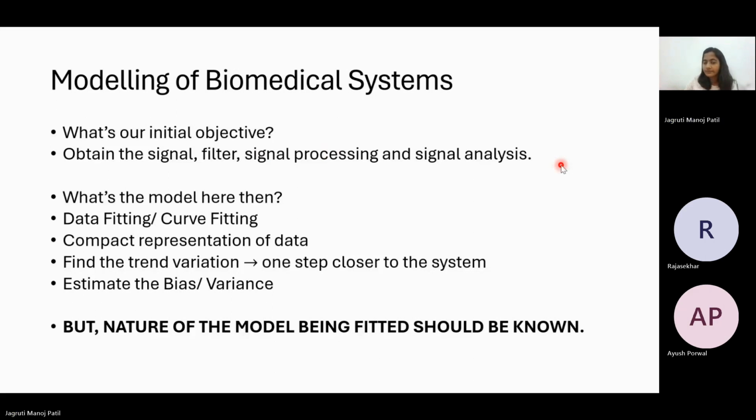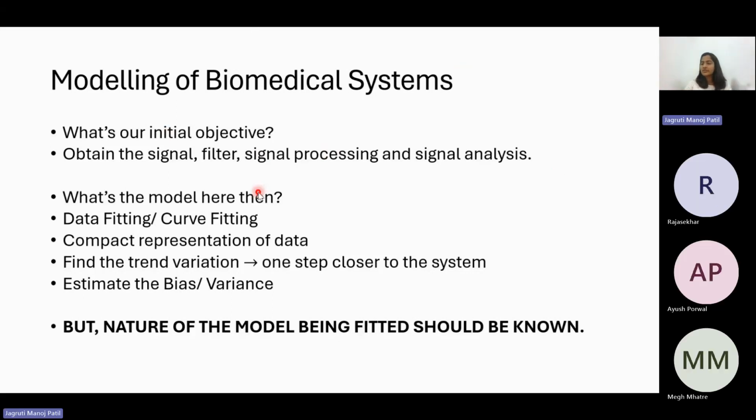But now, what's the model here? Whenever you have your data set, you have to see which trend the data set is following, so you do some data fitting or curve fitting. Say if my data looks similar to y equals x, then I'll do some linear fitting. Or if it's quadratic, I'll do some power law fitting. The type of fitting you choose will help you make a compact representation of the data, and also help you find the variation, one step closer to the final system state you're trying to achieve. But you also need to know the nature of the model that you're fitting.